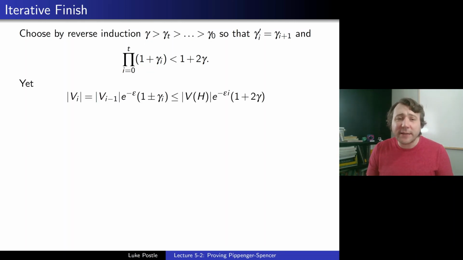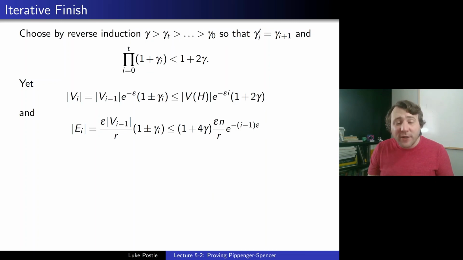Then we get that the V_i's, what are they? They're V_{i-1} times e to the minus epsilon, except with these 1 plus or minus gamma_i terms. But if we take the product of all of those irregularities together from the above equation, we'd have a 1 plus 2 gamma error. So we'd have upper bounded, or really 1 plus or minus if you want to do that. But each time we get a factor of e to the minus epsilon, so we get e to the minus epsilon i. All right, so you can figure out exactly how many vertices are left roughly at each stage.